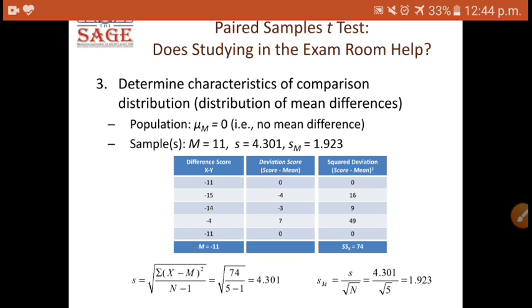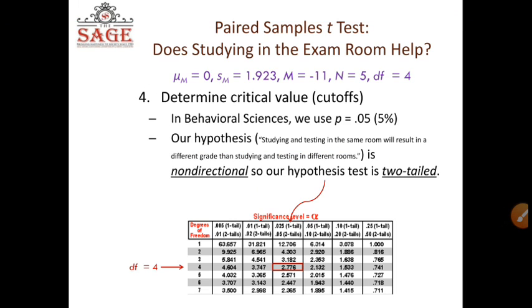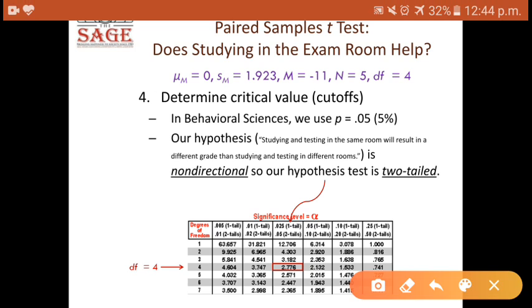These are the formulas which have been used in the t-test, and so we use those formulas. Does studying in the exam room help? Now what we are going to do is determine the critical value. Can you see over here that mu is 0, sample standard error is 1.923, sample mean is minus 11, and n equals 5, and degrees of freedom is 4. Degrees of freedom is nothing but n minus 1, and n is 5, so 5 minus 1 is 4. So determine the critical value.